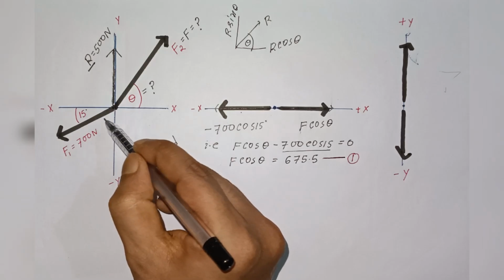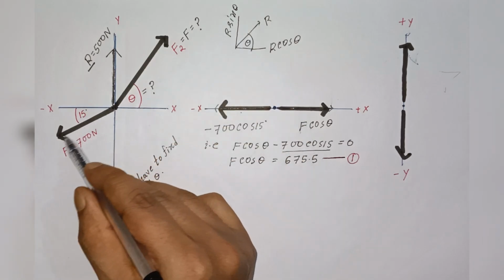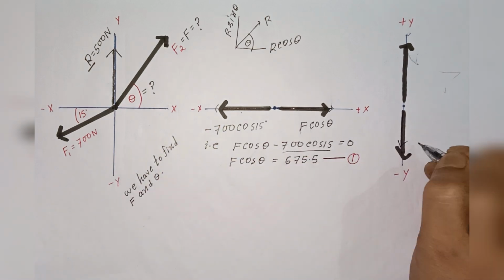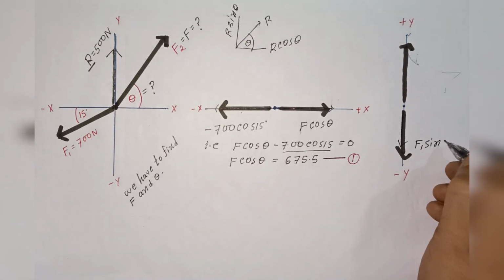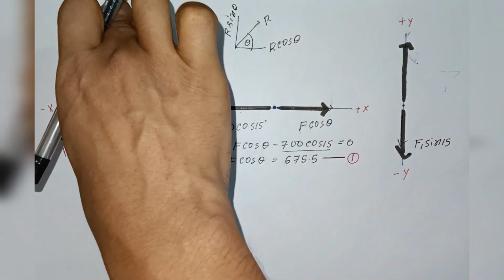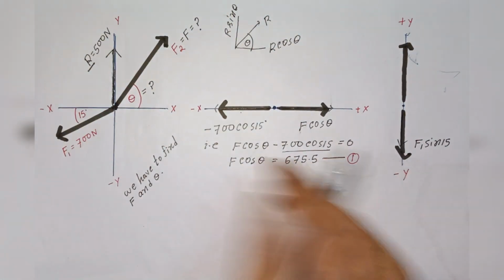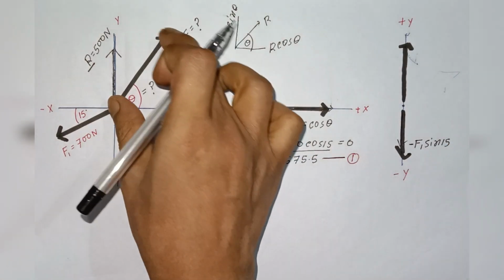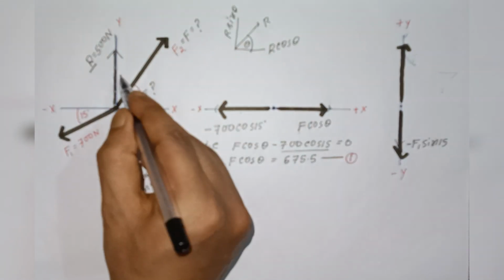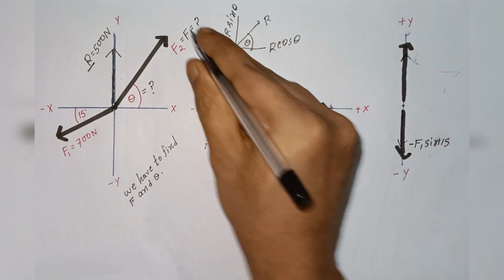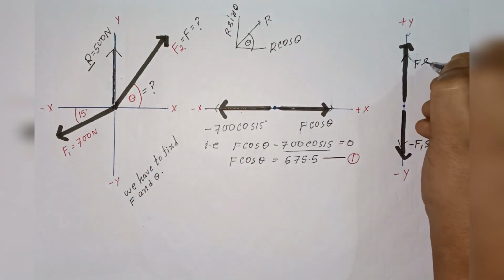Similarly, we will put out the negative y-axis component of the 700 Newton force. Since theta is not attached here, we will attach sine. So the component becomes 700 sin 15 along the negative y-axis. Similarly, the F vector's component will go along the positive y-axis. Attach a negative sign because this is the negative y component. Now theta is not attached with the positive y-axis, so we attach sine. The component along the y-axis becomes F sin theta.